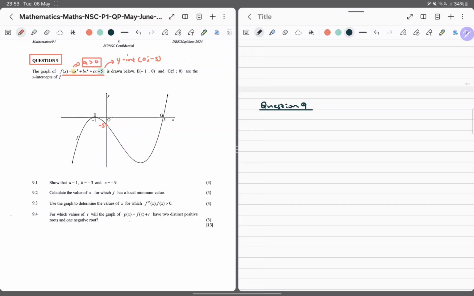So technically the examiner here is giving us the y-intercept, which is an extra point, but not in so many words. We needed to see that for ourselves. Then the graph is drawn below, and we are told x is -1 and y is 0. Now we know that whenever the y coordinate of any ordered pair is 0 when we're dealing with functions, that should be an x-intercept.